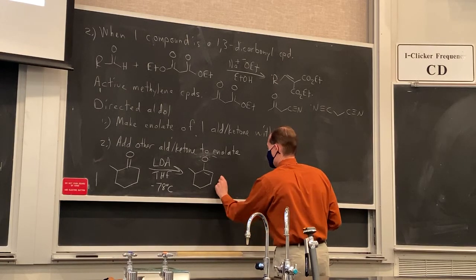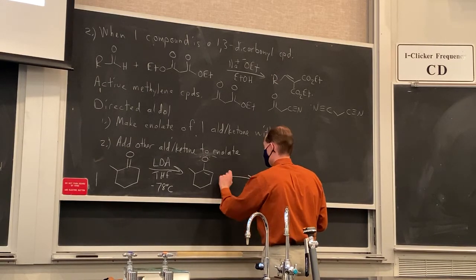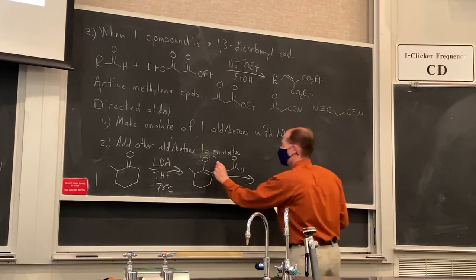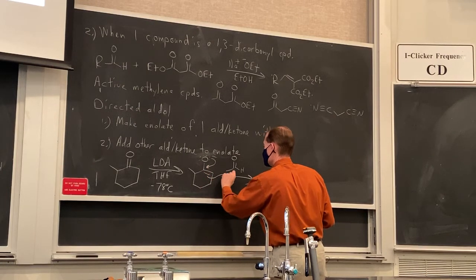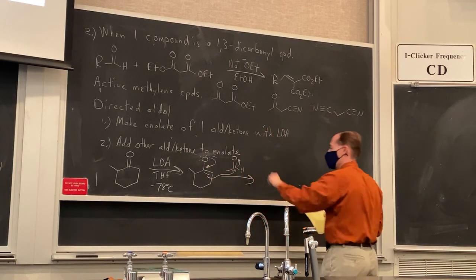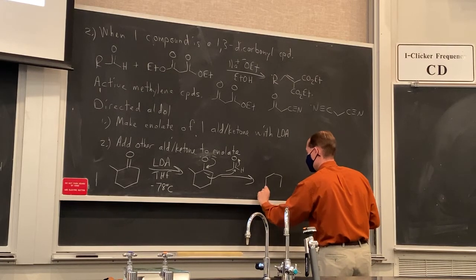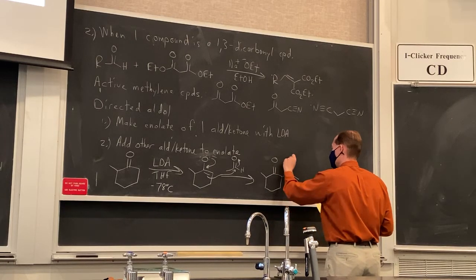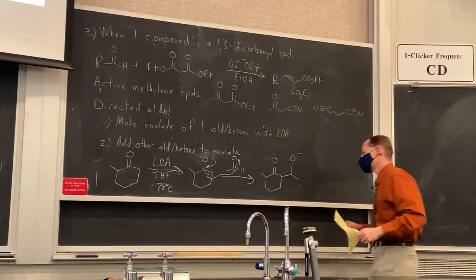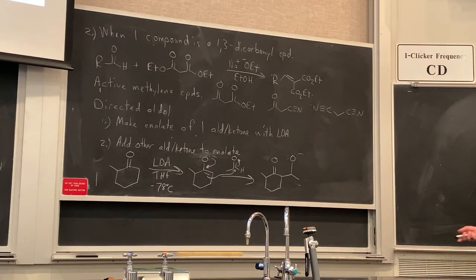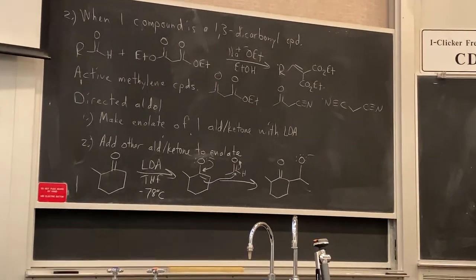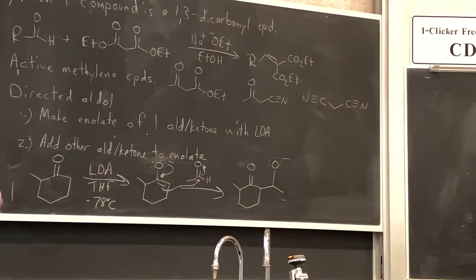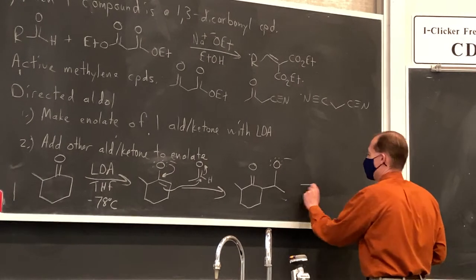And then in our second step, we can react that with an aldehyde. We'll use acetaldehyde in this case. Our nucleophilic addition step, where our enolate adds to the carbonyl, gives us this alkoxide. And in this case, we used an aprotic solvent, so we have nothing to protonate our alkoxide, which means we need to add water in a third step.